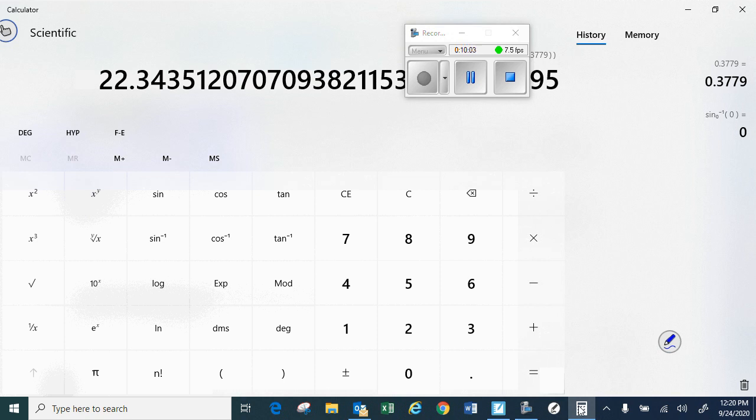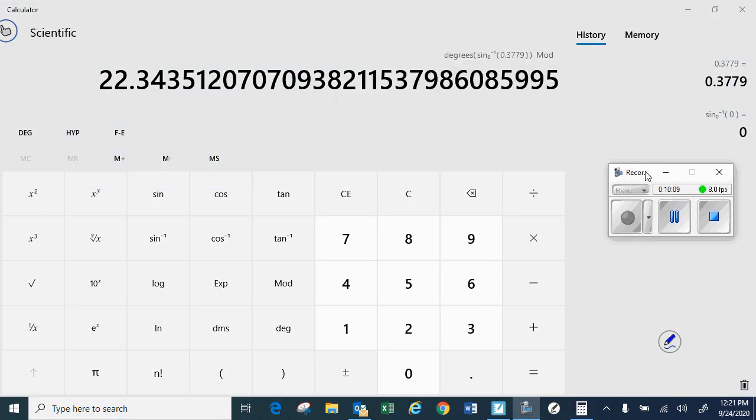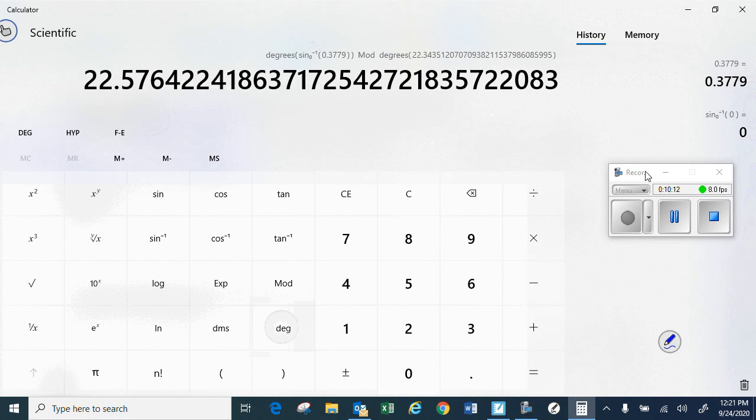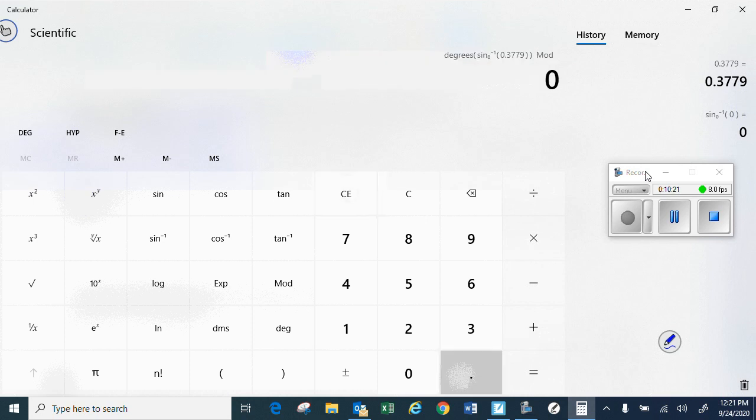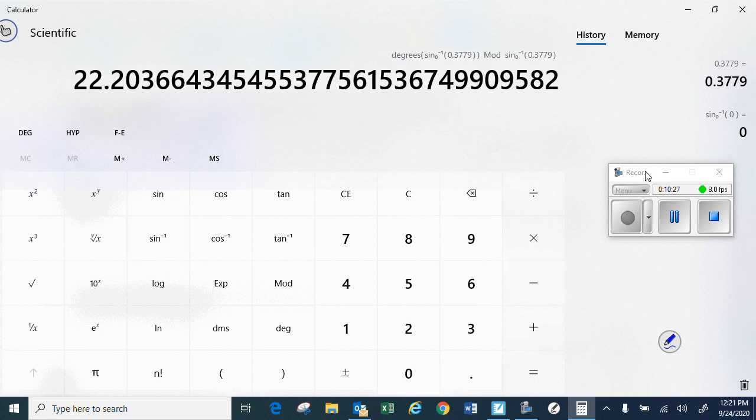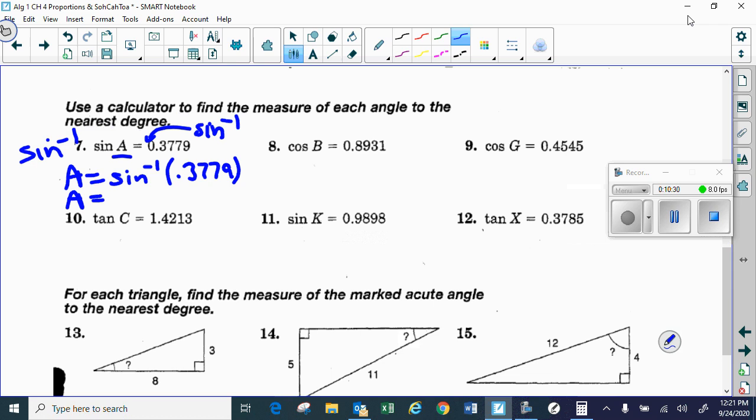Okay. You want to check the mode. See, it's showing you the degrees right there, which is what we're in already. Clear all this out. So 0.3779 inverse sine, 22.2 degrees is my answer. What did it say? To the nearest degree. So 22.2 is 22 degrees. We're going to the nearest degree. So 22 degrees. Okay. So you're just doing inverse sine or inverse cosine or inverse tangent of that decimal.